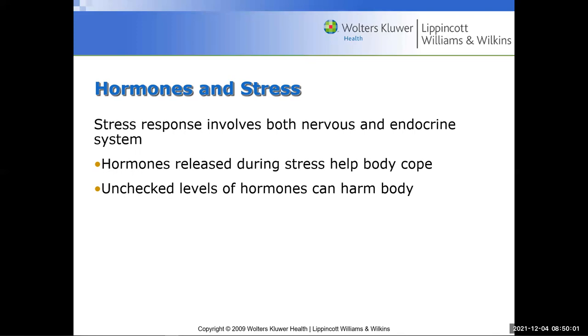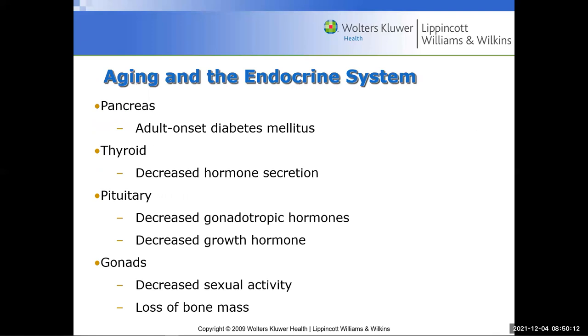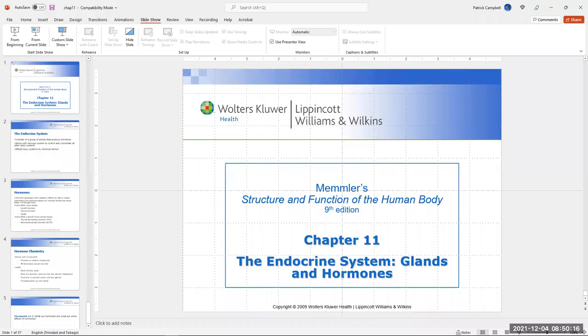Hormones and stress: cortisol, when it's released in moments of stress, is associated with an increase in weight and belly fat in particular.